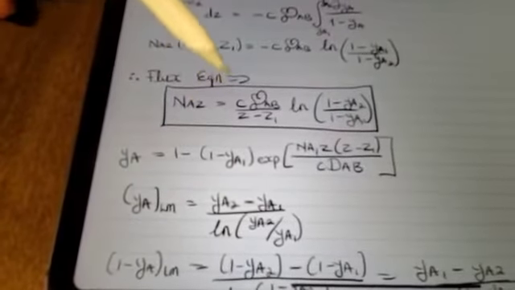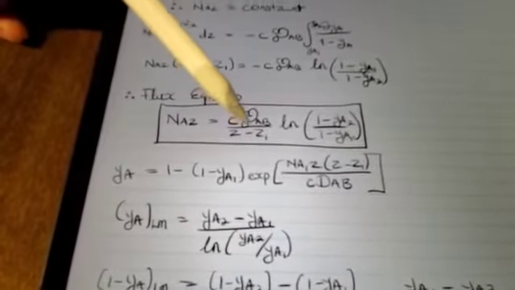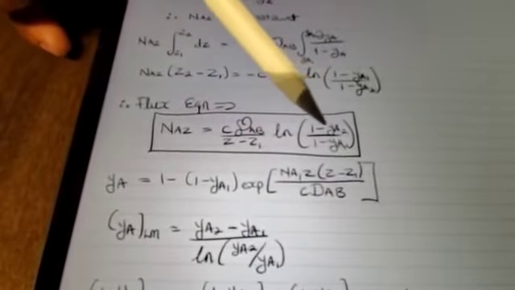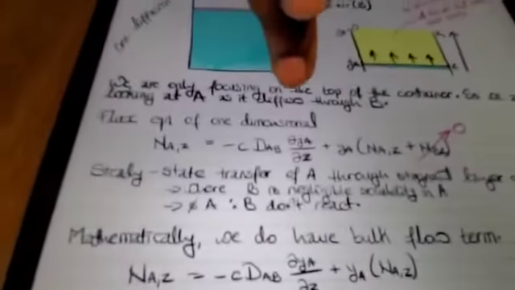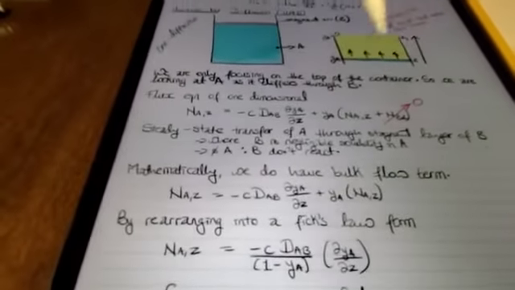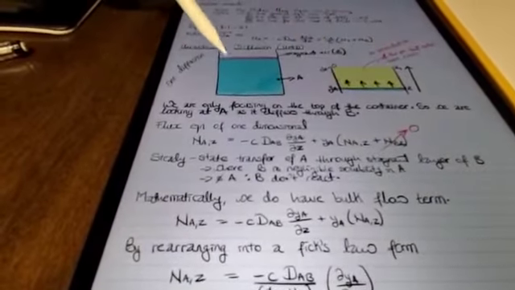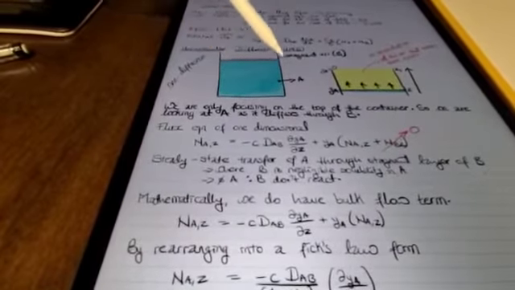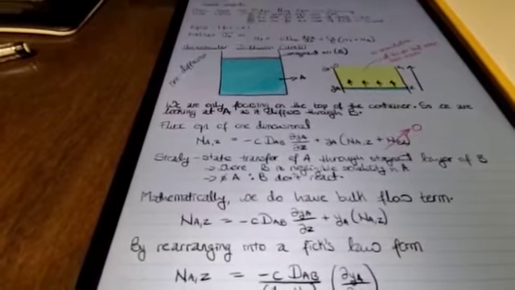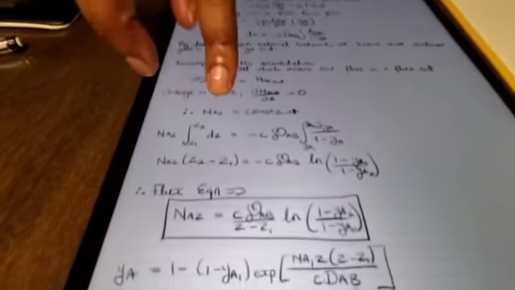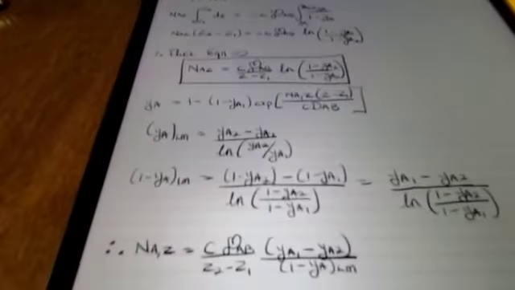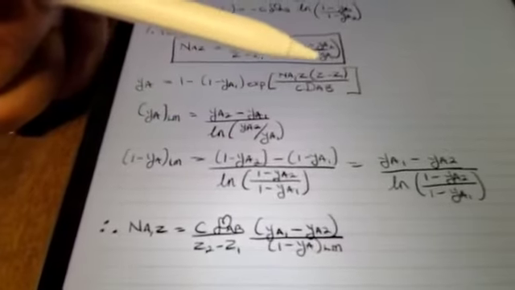NA is equal to C DAB over Z minus Z1 times the natural log of 1 minus YA2 over 1 minus YA1. According to the reaction right here, going from A to B at that critical point, it's diffusing from A to B. That's where it starts as YA1 and the upper part is YA2. So that's how I got this equation right here.